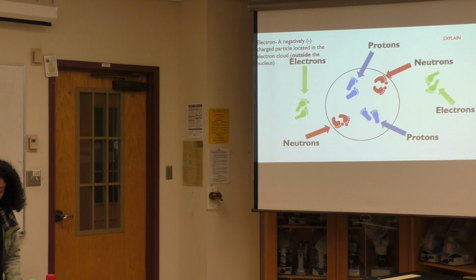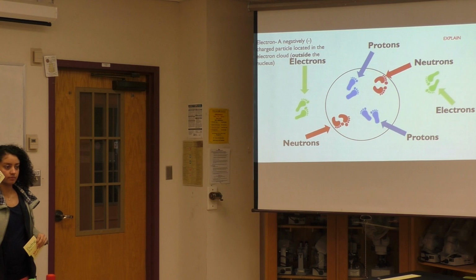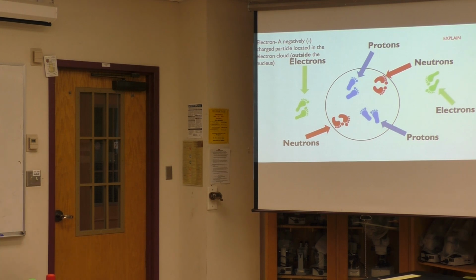So far, we've gone over that a proton is located where? Inside the nucleus. Thank you. And then an electron is located where? Outside. Yes, ma'am. And could someone else answer where the neutrons are located? Inside the nucleus. Thank you. Perfect.